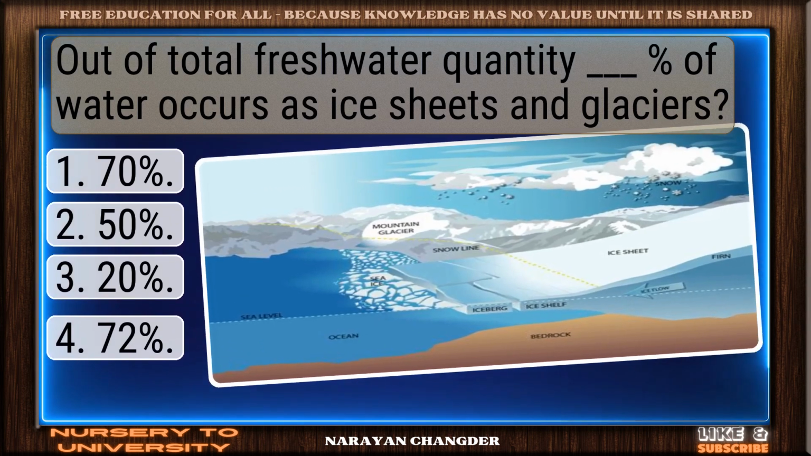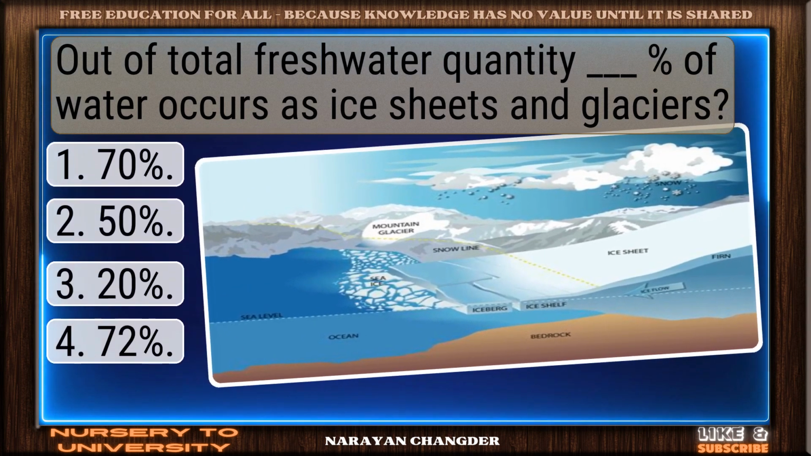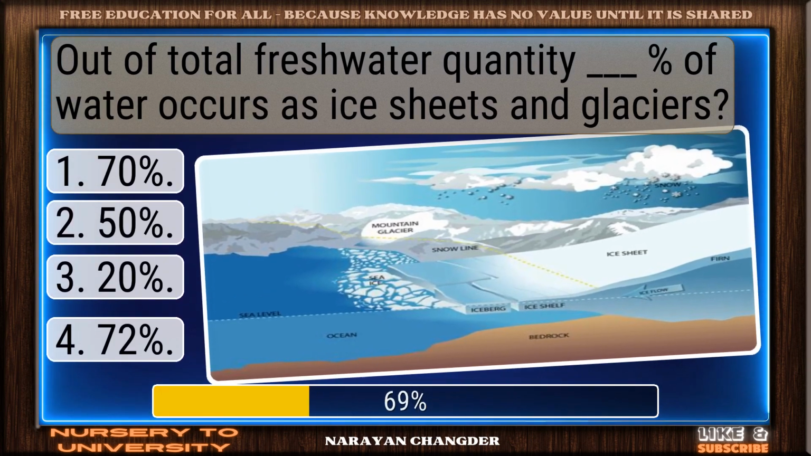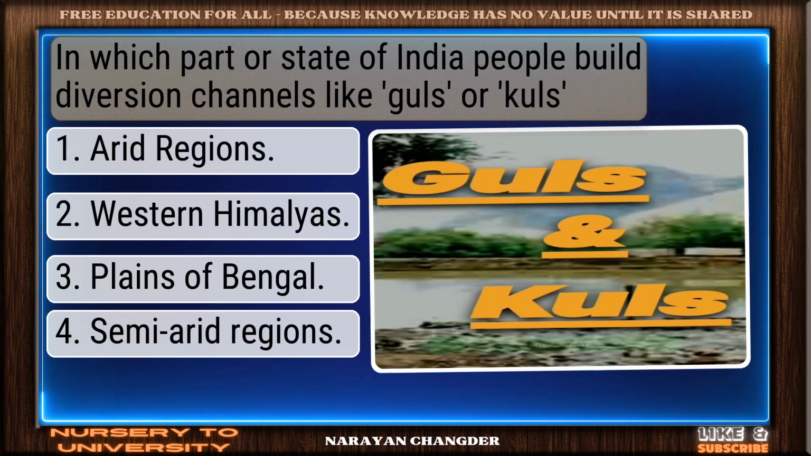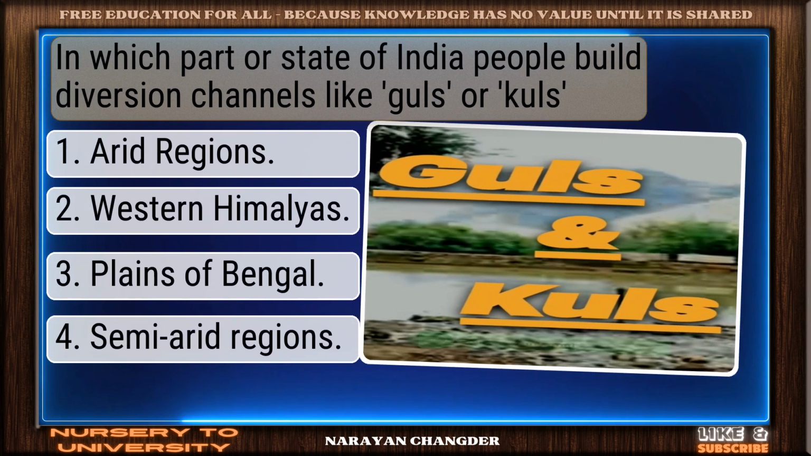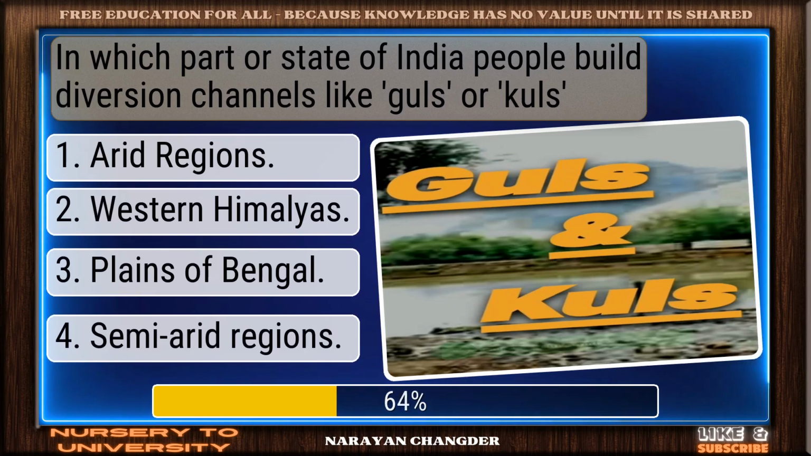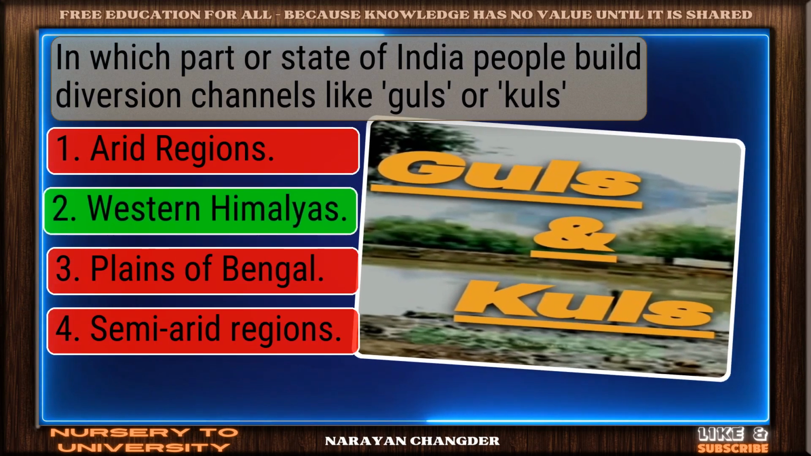Out of the total freshwater quantity, what percent of water occurs as ice sheets and glaciers? You chose 70%. Correct! In which part or state of India do people build diversion channels like aghols or kuls? You're right. Western Himalayas is correct.